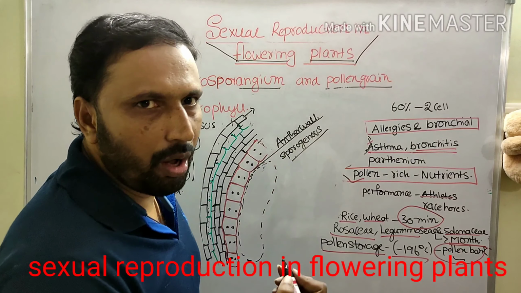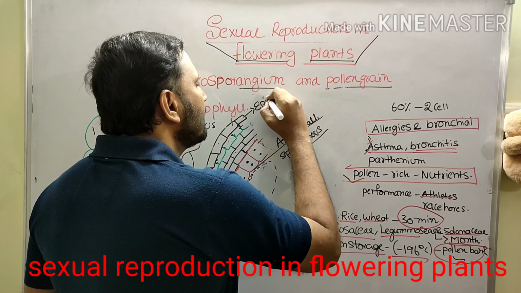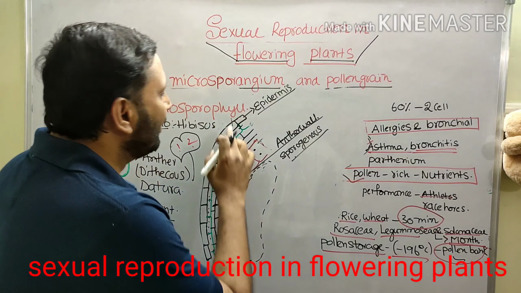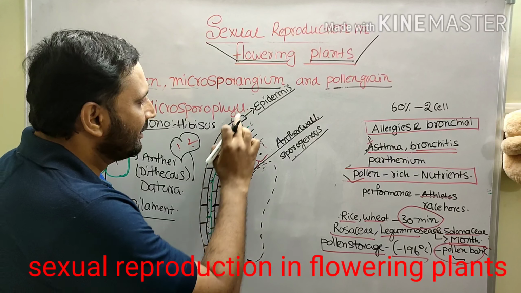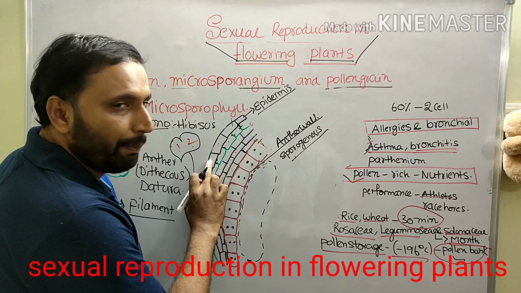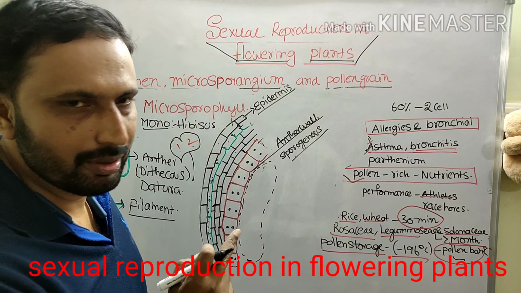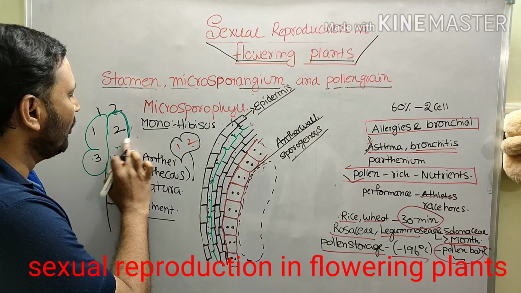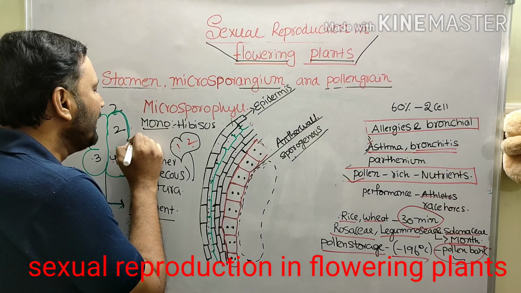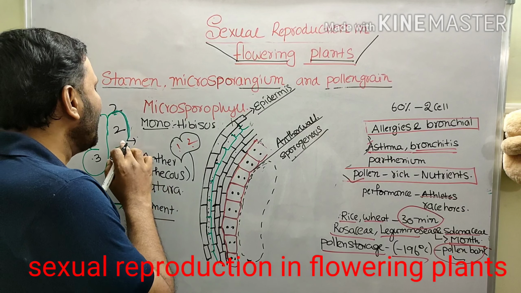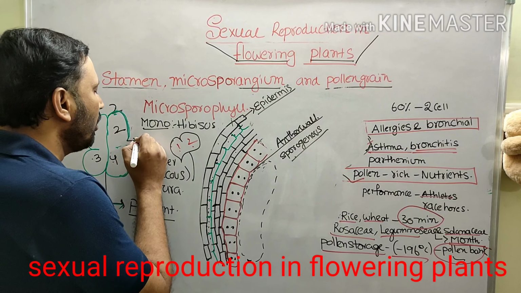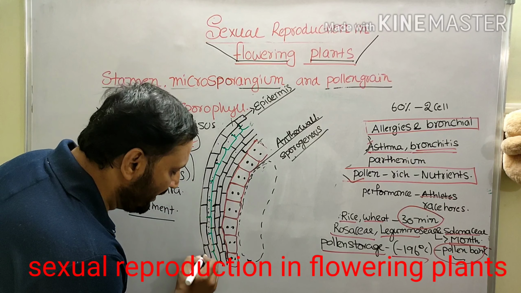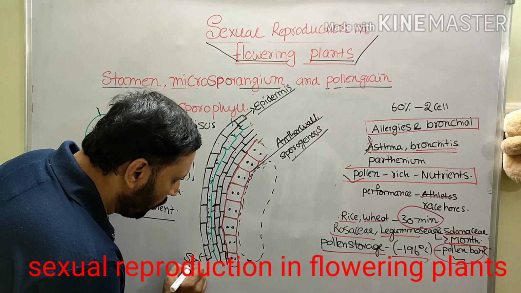The outermost layer of the anther wall is called epidermis. The epidermis is made up of thick-walled cells, protecting the inner tissues. Generally, the epidermal cells between the pollen sacs are very thin. That thin epidermal region between the pollen sacs is called stomium.